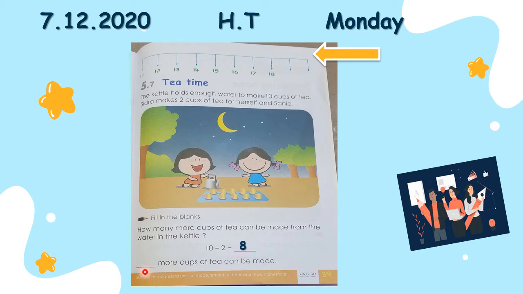Again there is a blank. They are asking dash more cups of tea can be made. Now she can make 8 more cups of tea can be made. So here you are going to write number 8 once again. Come on the next page, number 40.